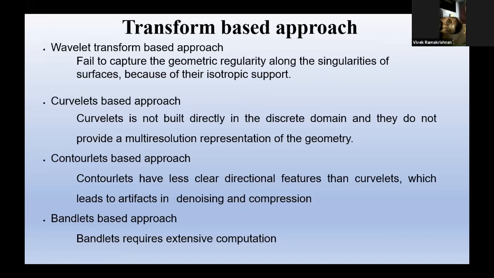Then we go for the curvelets, wherein they are not built directly in the discrete domain and they do not provide a multi-resolution representation. So you have to forego the multi-resolution decomposition, the MRA analysis, when you go for the curvelets. And when you go for the contourlets, they are better than the curvelets. They have the directional feature, but they lead to some artifacts in the denoising and the compression part. And the bandlets require extensive computation.